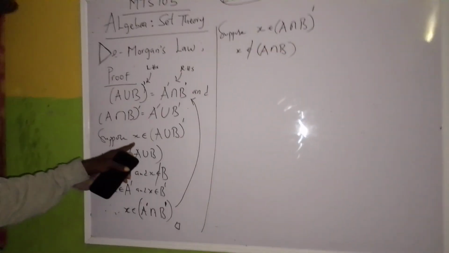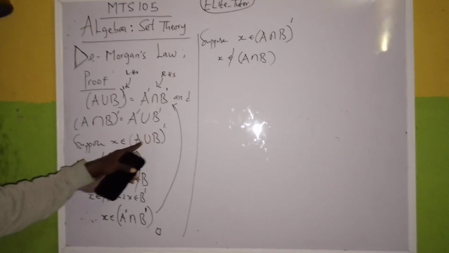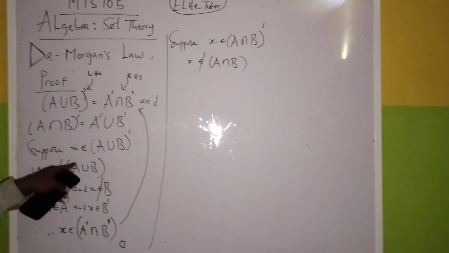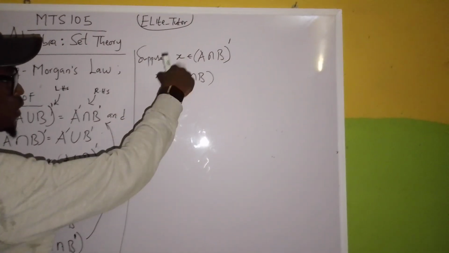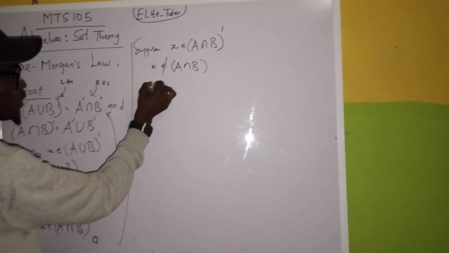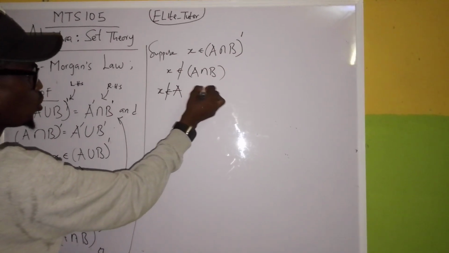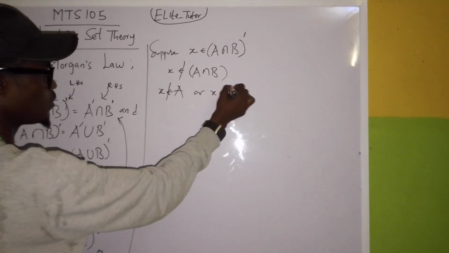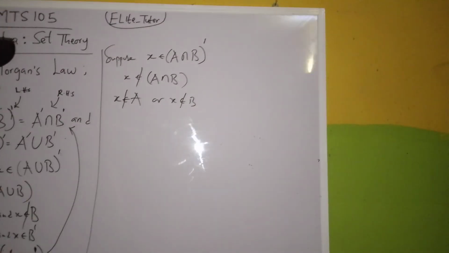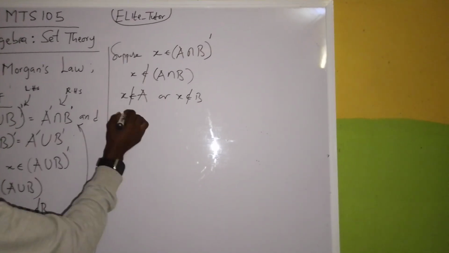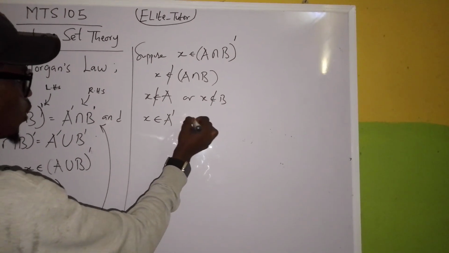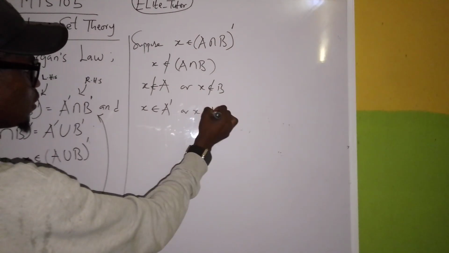Here I said, suppose x is an element of the complement of A union B, definitely x is not an element of A union B. So it is still the same thing. It's repeating itself here. So if I break this one now, it means that x is not an element of A, or x is not an element of B. If x is not a member of A, definitely it suffices that x is a member of A prime, or x is a member of B prime.